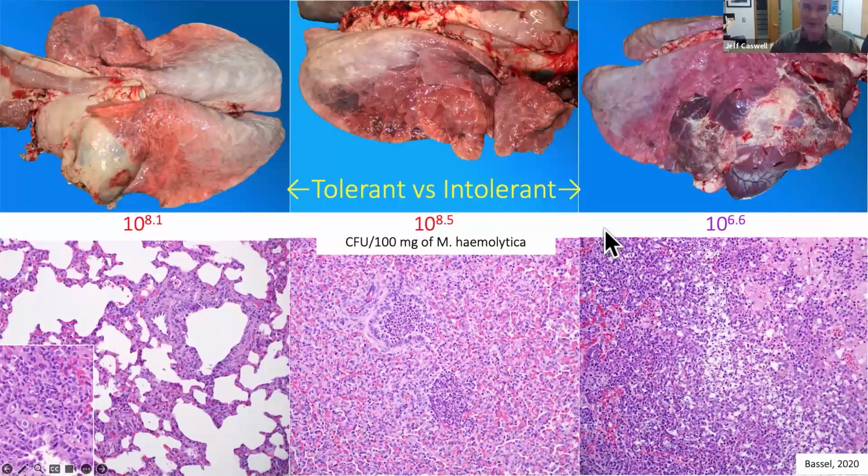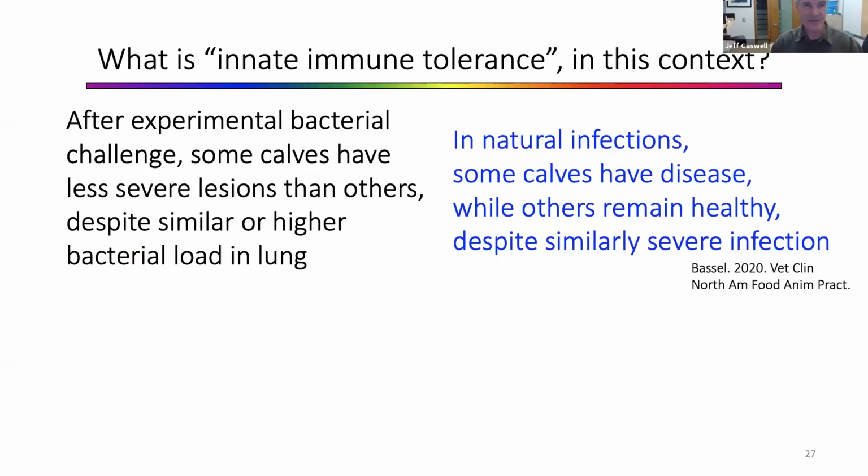So the idea of innate immune tolerance is that different animals exposed to the same number of bacteria, or different animals that have the same number of bacteria within the lung, might mount a different disease response. Some animals might be considered tolerant, like this calf that has a lot of bacteria but very little sick lung tissue. Whereas a calf like this may be considered intolerant because even though he has a lower bacterial load, he has a much greater disease response. This is the same thing again, just referring to innate immune tolerance. We published a paper outlining some of those ideas in 2020.